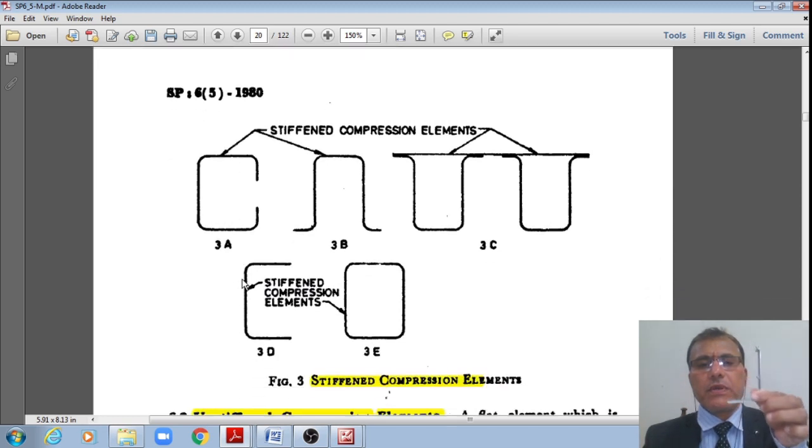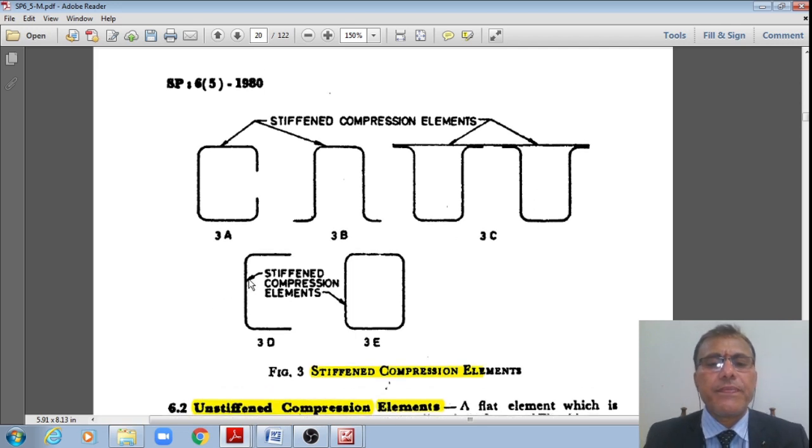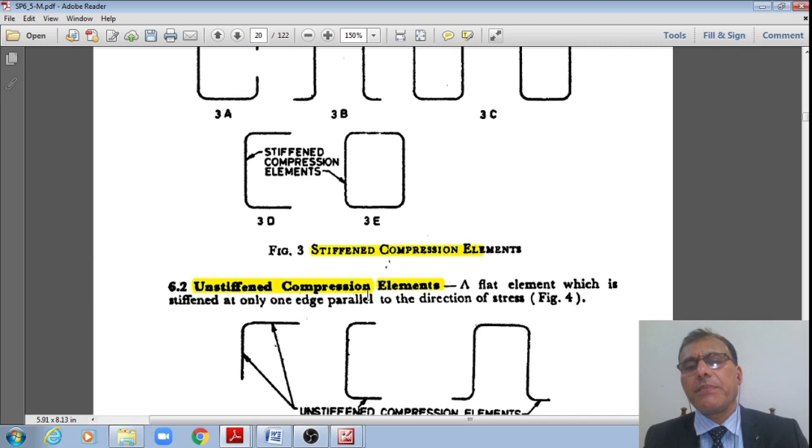Now, next one. Therefore, all these are stiffened, because this is stiffened by means of these lips, right? This is stiffened by means of these lips. Even these are stiffened by these lips. These flanges, these webs are stiffened by this web, right? Likewise, this is called stiffened, whereas this flange is what is called unstiffened, right? Whereas this being a closed column shape, all the four elements are what are called stiffened compression elements, right?